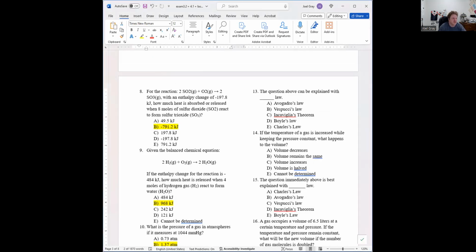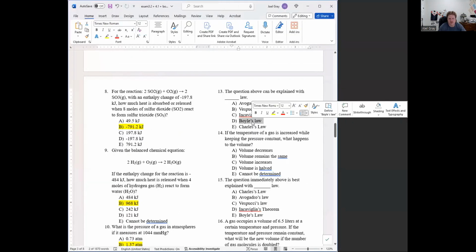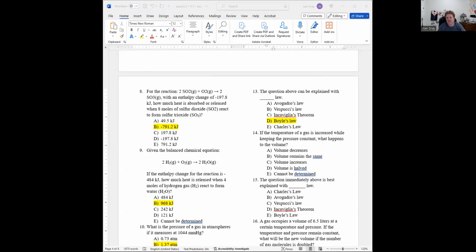Okay, the question above can best be explained with Avogadro's theorem, Boyle's law, or Charles's law. The correct answer for this is Boyle's law. I always was told you're dealing with P's and B's, peas and vegetables. You're boiling those on the table. PV over T equals PV over T. So you boil peas, like the vegetable, and the other vegetables. So 13 is D, Boyle's law.